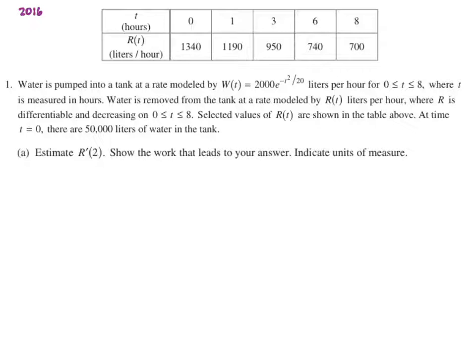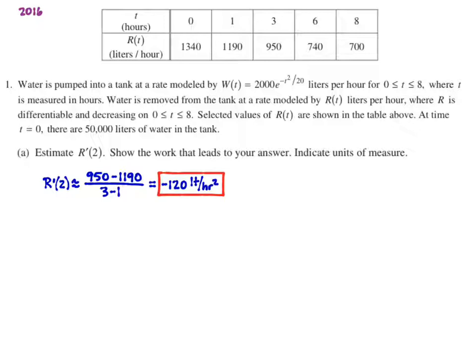So to estimate R prime of 2, we're just going to take the slope over the interval 1 to 3. So we end up with R prime of 2 is approximately 950 minus 1,190 all over 3 minus 1. We can simplify that a little bit to say negative 120. And then it says indicate units of measure. Because we're trying to find the derivative of R, and R is measured in liters per hour, the derivative would be liters per hour squared.